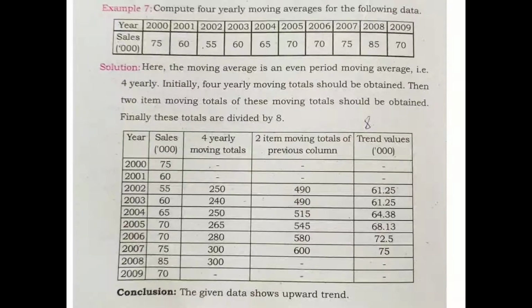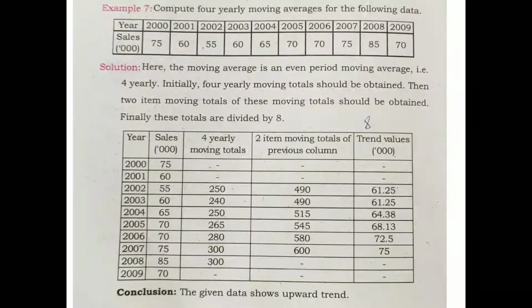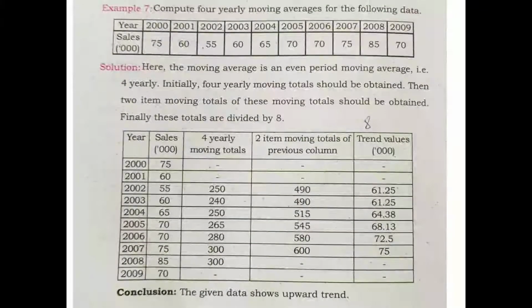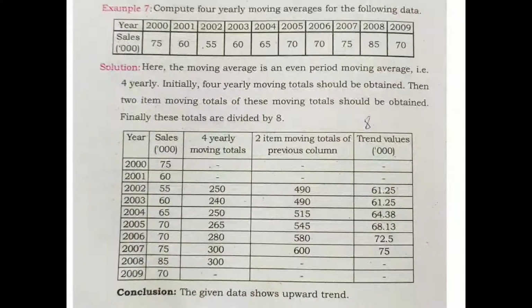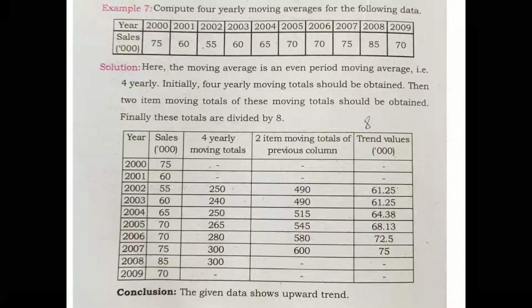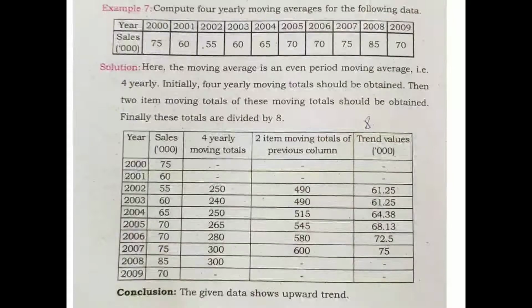First, to calculate the 4 yearly moving totals, take 75, 60, 55 and 60. You calculate the first 4 yearly total, which gives you 250. Where to write this 250? You write it at the third value, or at the second value, however it is set up.